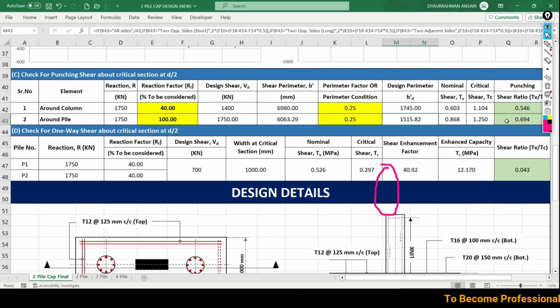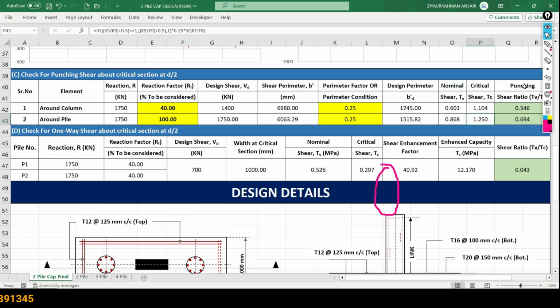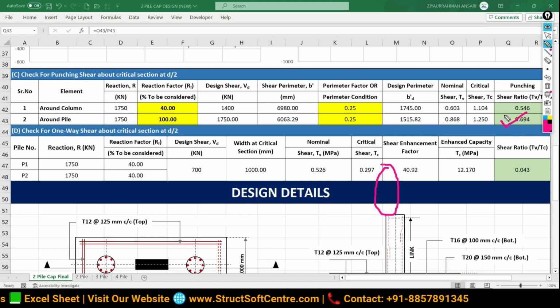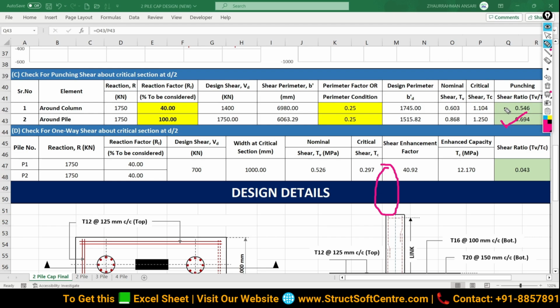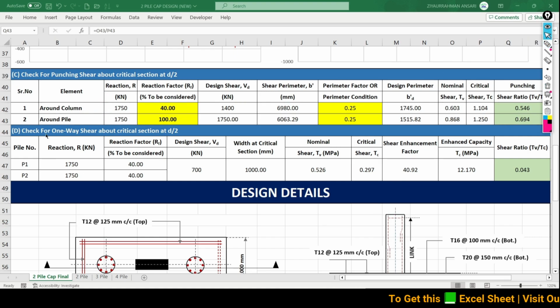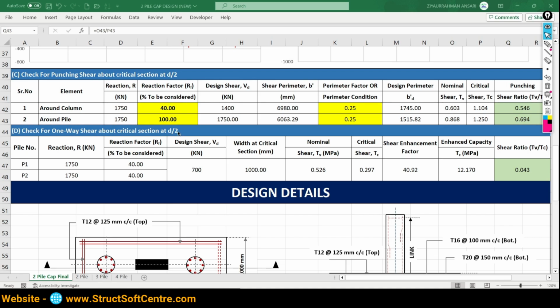Now after doing the calculation we are getting the nominal shear is this one, the critical shear is this one, and the final punching shear value we are getting is 0.694. It is the final punching shear value around the pile. So your design depth and reinforcements are safe for the punch around the column, around the pile. Okay, now finally we have to do the one-way shear check. This was the punching shear check; the one-way shear check we are going to perform at a distance of d by 2 from the face of the column.